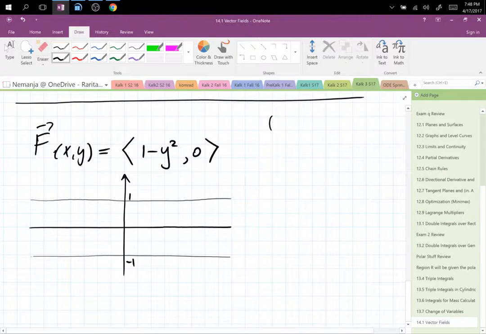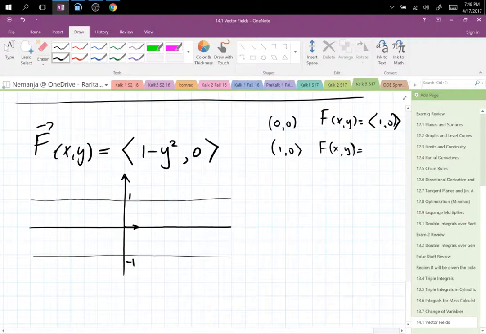So let's see. What's happening at 0, 0? One zero. What's happening at 1, 0? Still 1, 0, right? Yeah, Y 0. So what happens at 2, 0? 1, 0, exactly. So all of these are like that.